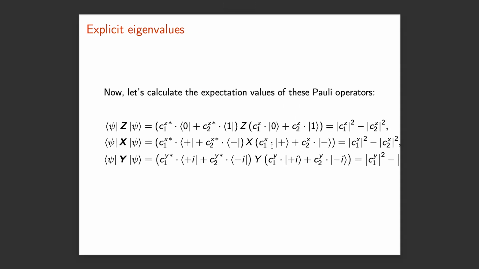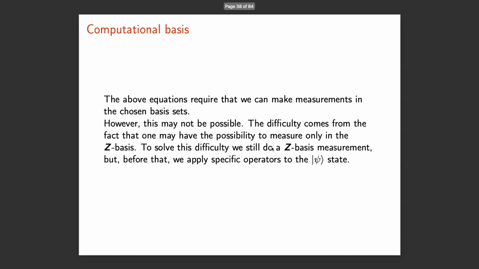And then these are the quantities which we end up having to calculate. Now, if you move on, it's the same which we put on the whiteboard. So the above equations require that we can make measurements in the chosen basis sets. This is not always possible, and that's one of the constraints we have to live with.